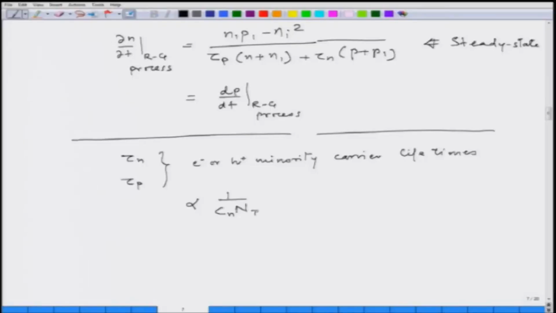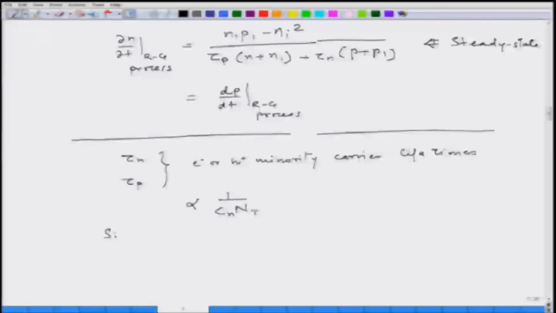So, it is very interesting. It does not depend on how many electrons or holes are there. It depends on how many trap states are there. So, the minority carrier lifetime is not depending on the carrier concentration, but it depends on the trap concentration. And so, how many impurities or traps you have in a material will decide the minority carrier lifetime.